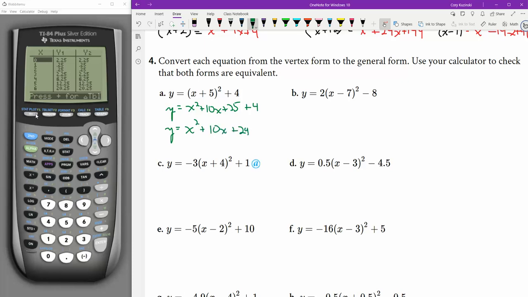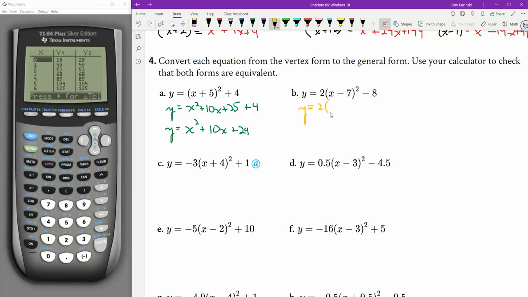I'm not going to check all of them, but I'll check this one. X plus 5 squared plus 4, and then in general form, x squared plus 10x plus 29. Check the tables. They are the same. Good to go.